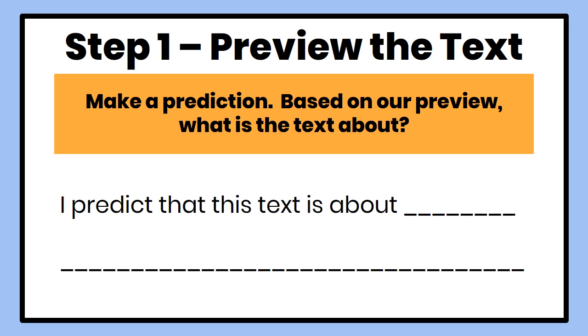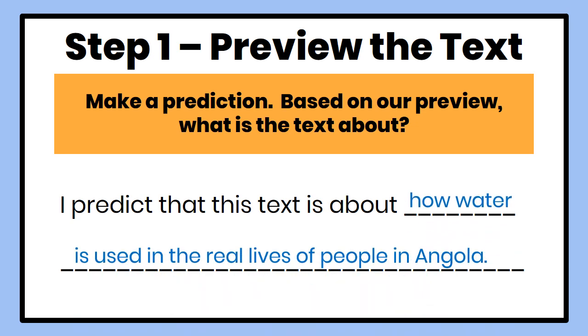Now that we have previewed the text, I think we have a good idea of what it might be about. Let's make a prediction. Based on what we saw when previewing the text, what do you think it will be about? Use this sentence frame to help you. Great job with your predictions. The prediction that I made was, I predict that this text is about how water is used in the real lives of people in Angola.